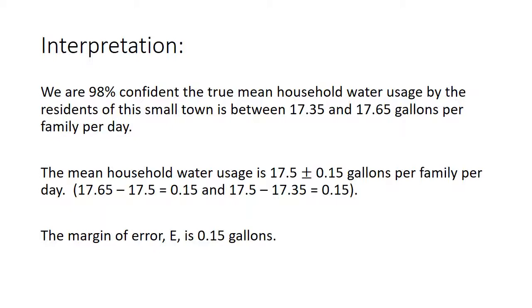So we are 98% confident the true mean household water usage by the residents of this small town is between 17.35 and 17.65 gallons per family per day. The mean household water usage is 17.5 plus or minus 0.15 gallons per family per day at a 98% confidence level. And again, we got that margin of error of 0.15 by taking upper bound 17.65 minus the mean to get 0.15, and take the mean minus the lower bound, get the same value for your margin of error.